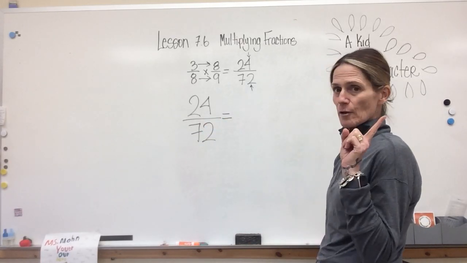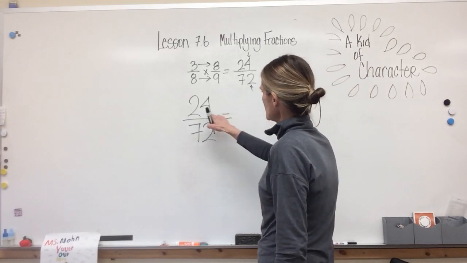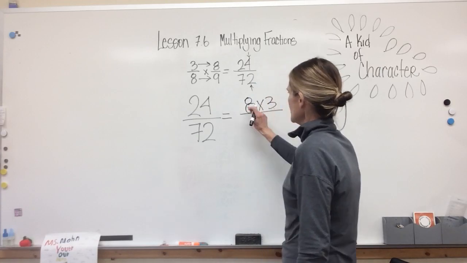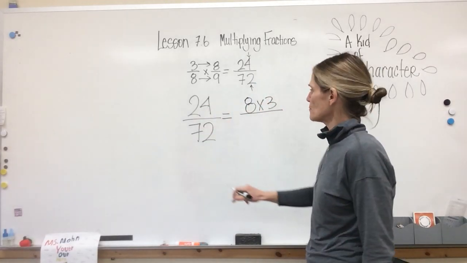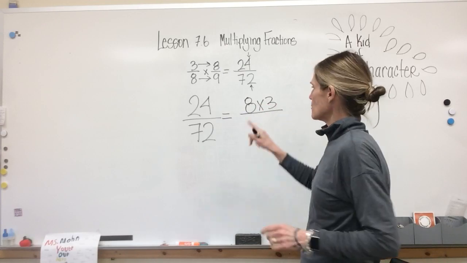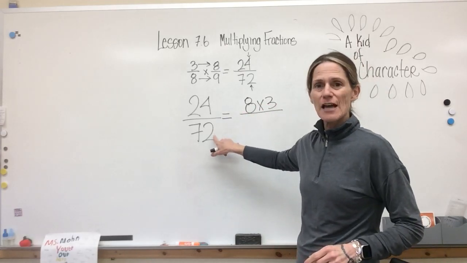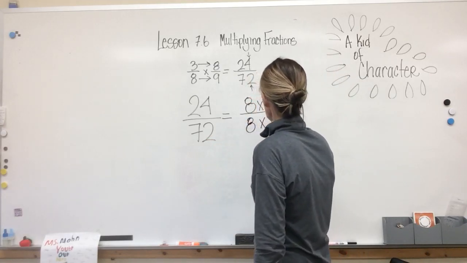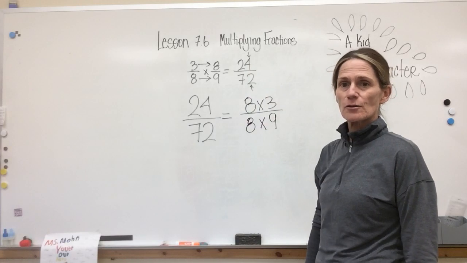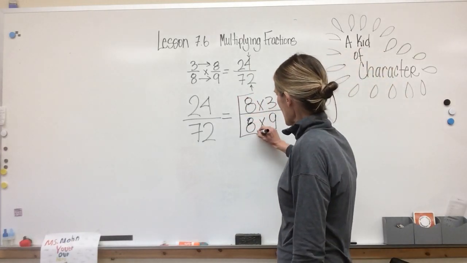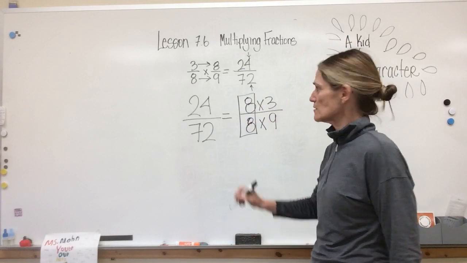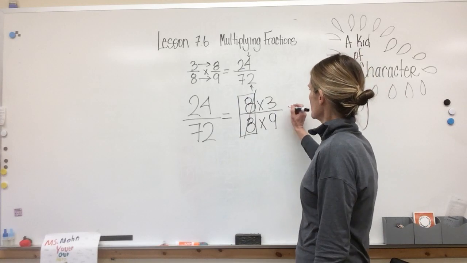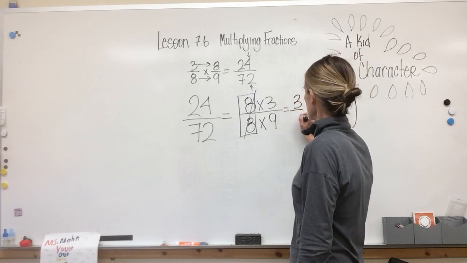And so I'm pretty good at my multiplication tables now. I might say, oh, I recognize that this is 8 times 3. 8 times 3 is 24. And then I go, oh, wait, I know this. 8 times 9 is 72. That's great. Once I have these two 8s, I don't need them anymore. They become a 1, they're out. Now my answer is what's left over?